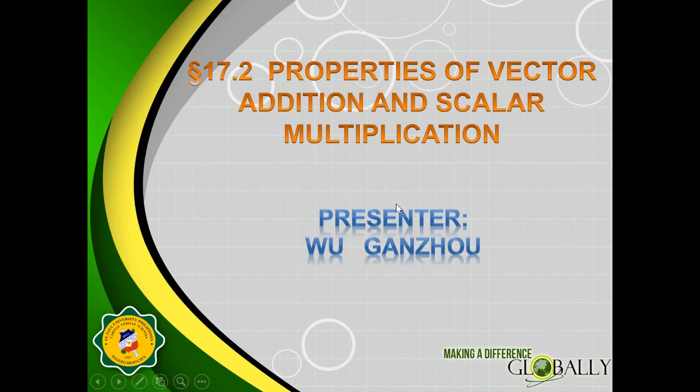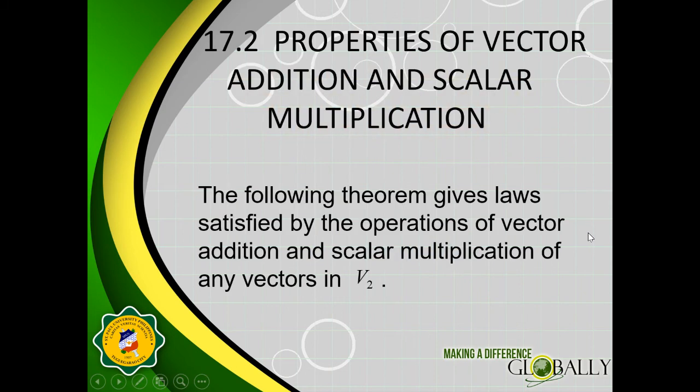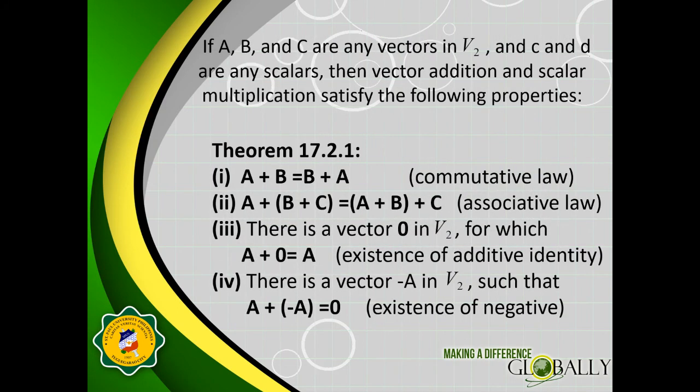Properties of vector addition and scalar multiplication. The following theorem gives laws satisfied by the operations of vector addition and scalar multiplication of any vectors in V2. If A, B, and C are any vectors in V2, and c and d are any scalars, then vector addition and scalar multiplication satisfy the following properties.